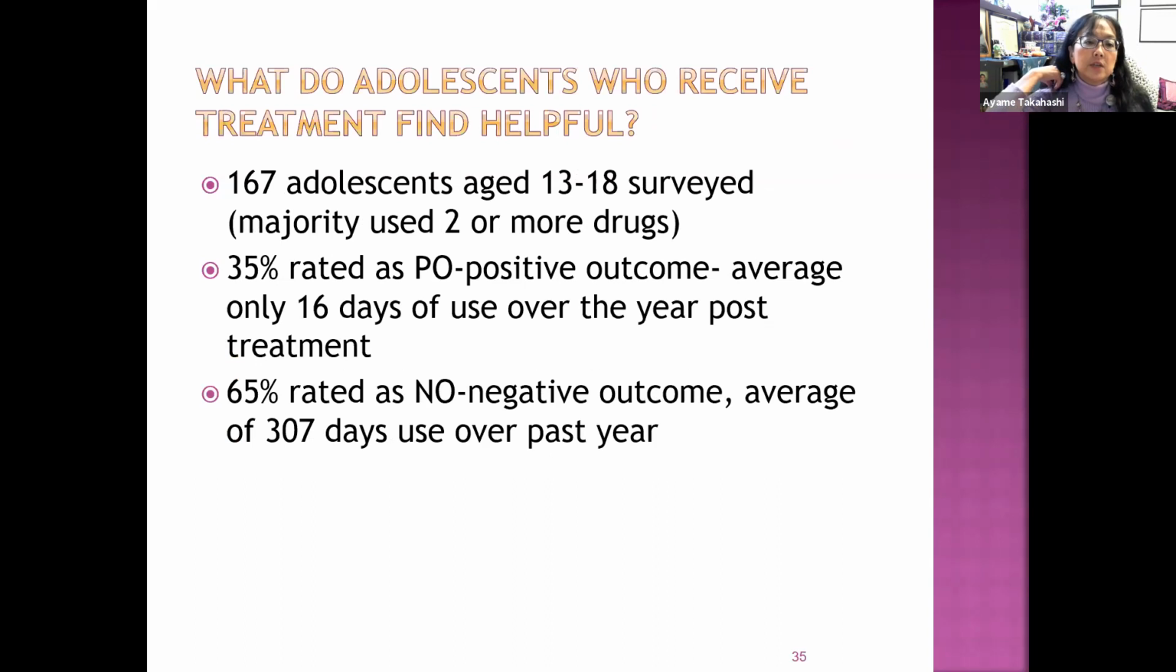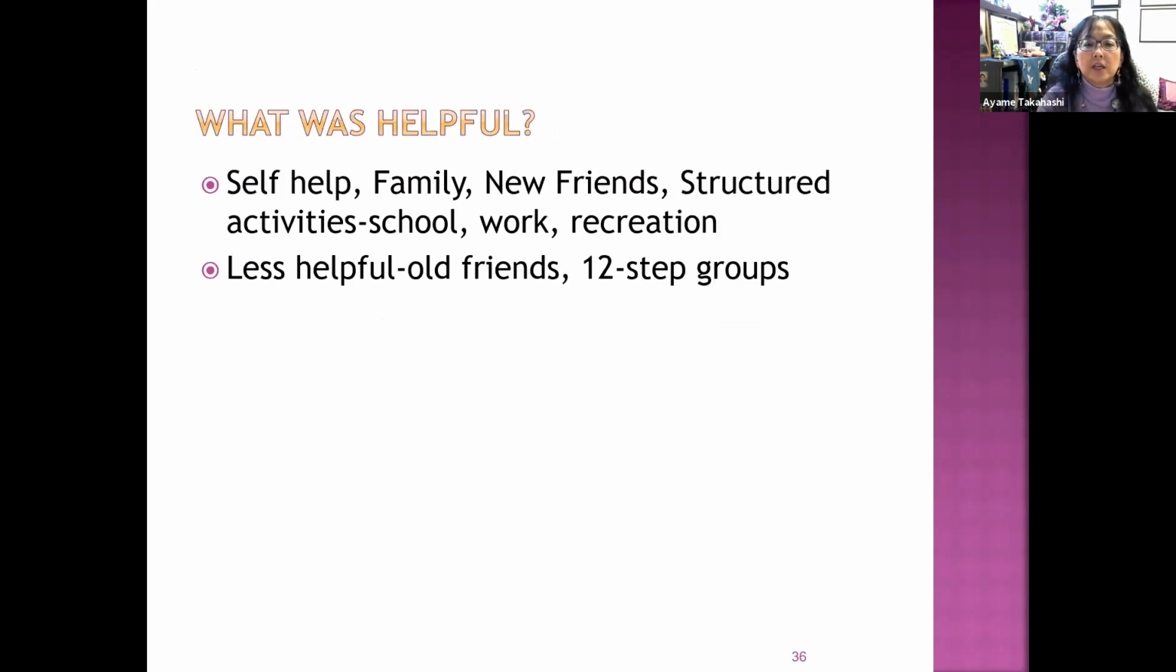So what do adolescents who receive treatment find helpful? So in this particular study, 167 adolescents between the ages of 13 to 18 were surveyed, and the majority of these kids used 2 or more drugs. 35% rated as positive outcome, with only 16 days of use over the year post-treatment. And then 65% rated as no negative outcome, average of 307 days use over the past year. And again, what was helpful? Self-help, family, new friends, structured activity, schoolwork, recreation. Less helpful, so the old friends. So these were probably the using friends. And then 12-step groups was rated, again, less helpful.